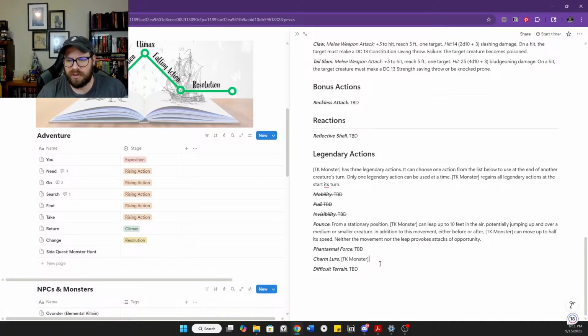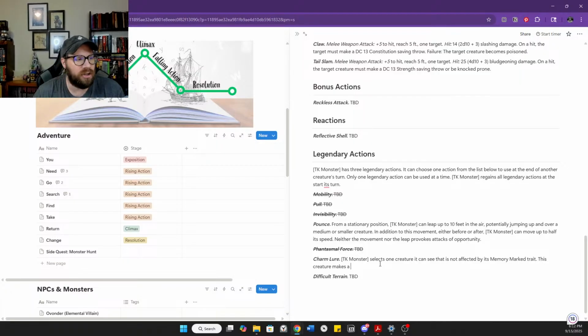All right, so TK Monster selects one creature it can see that is not affected by its memory marked trait. This creature makes a... do we want to make this a wisdom saving throw, or do we want to make this a charisma saving throw? Traditionally, a lot of this stuff would be a wisdom saving throw.